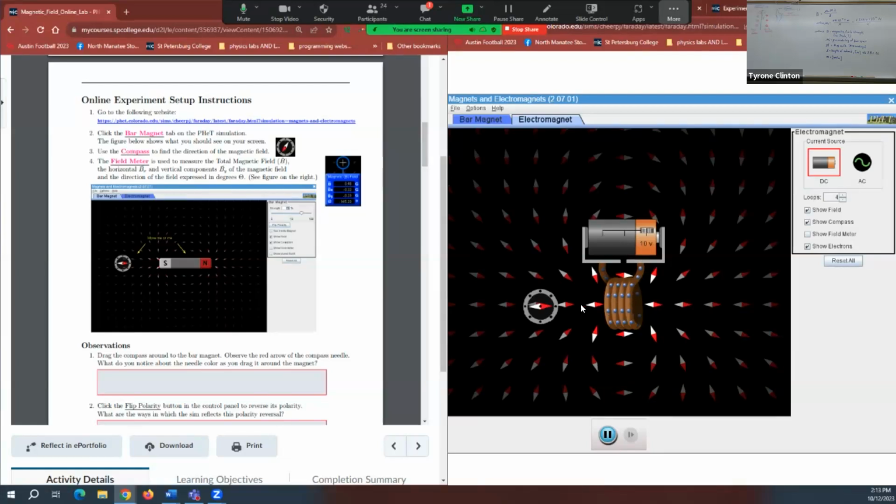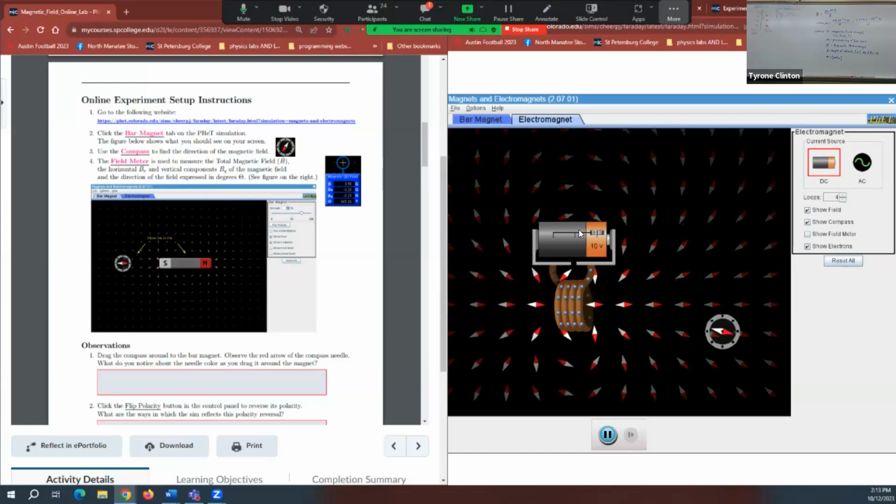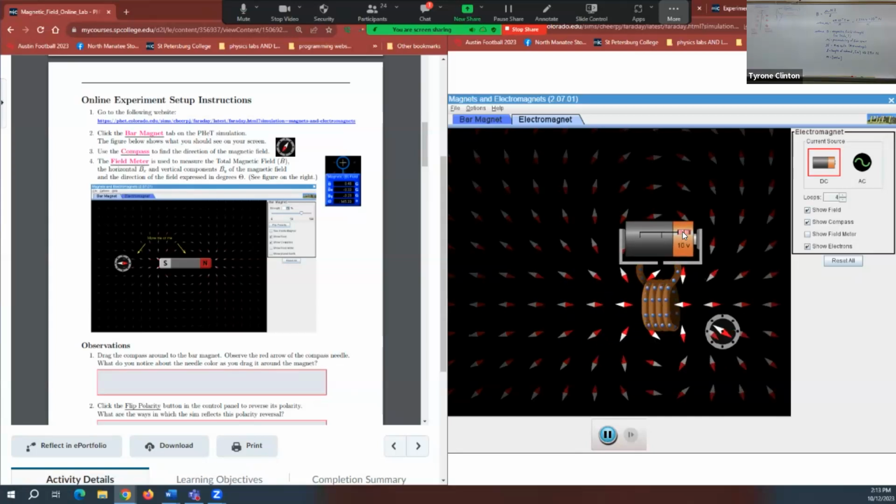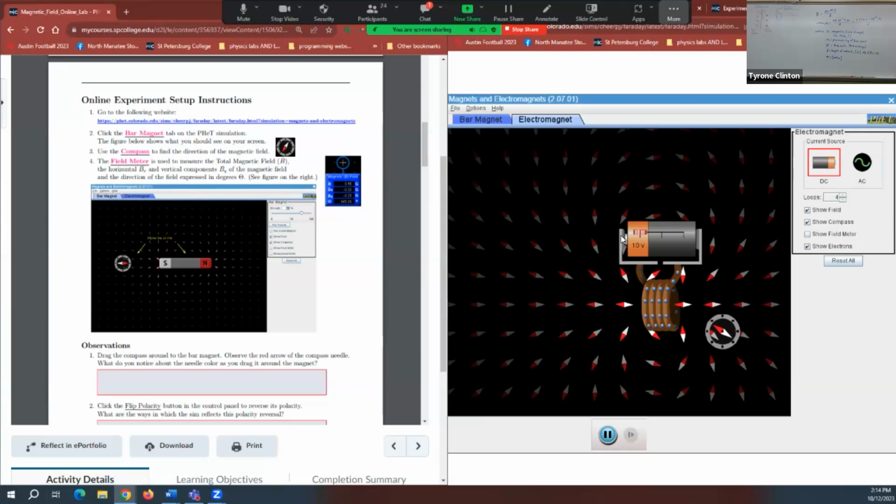The field is going to go in a certain direction, right? So the magnetic field is going to be induced to go in this direction, to the right. So it repels and comes back around. If I change the polarity or the direction of the current, you'll see the field lines will reverse.